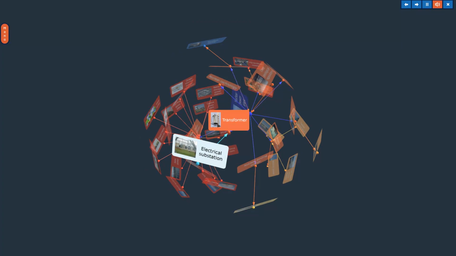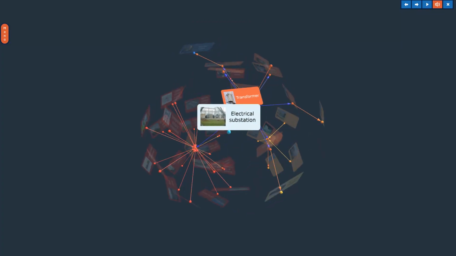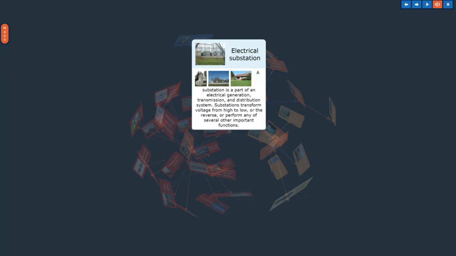The topic, transformer, in overview. Electrical substation. A substation is a part of an electrical generation, transmission, and distribution system. Substations transform voltage from high to low, or the reverse, or perform any of several other important functions.